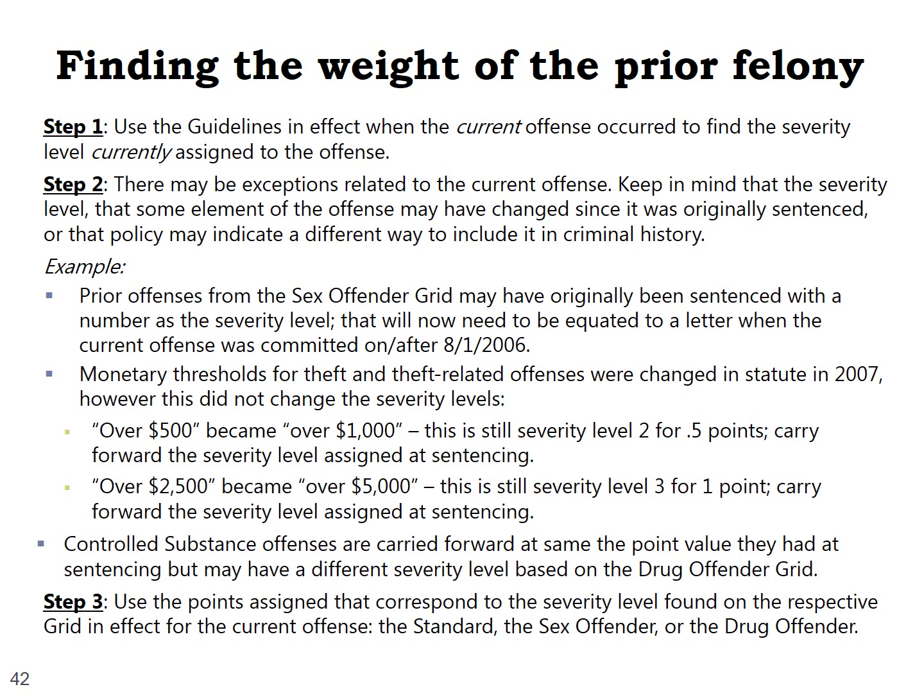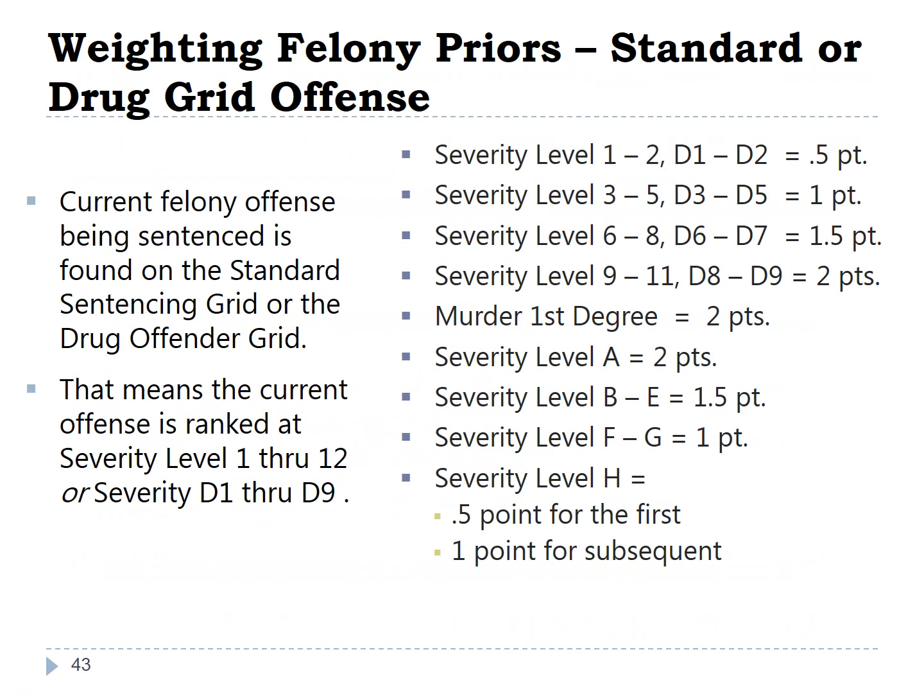And then finally, step 3 is you're going to use the points assigned that correspond to the severity level found on the grid in effect for the current offense. So you're using either the standard grid, the sex offense grid, or the drug offender grid. So if you're using the drug offender grid or the standard sentencing grid, then these are the points that you're going to assign to the severity levels.